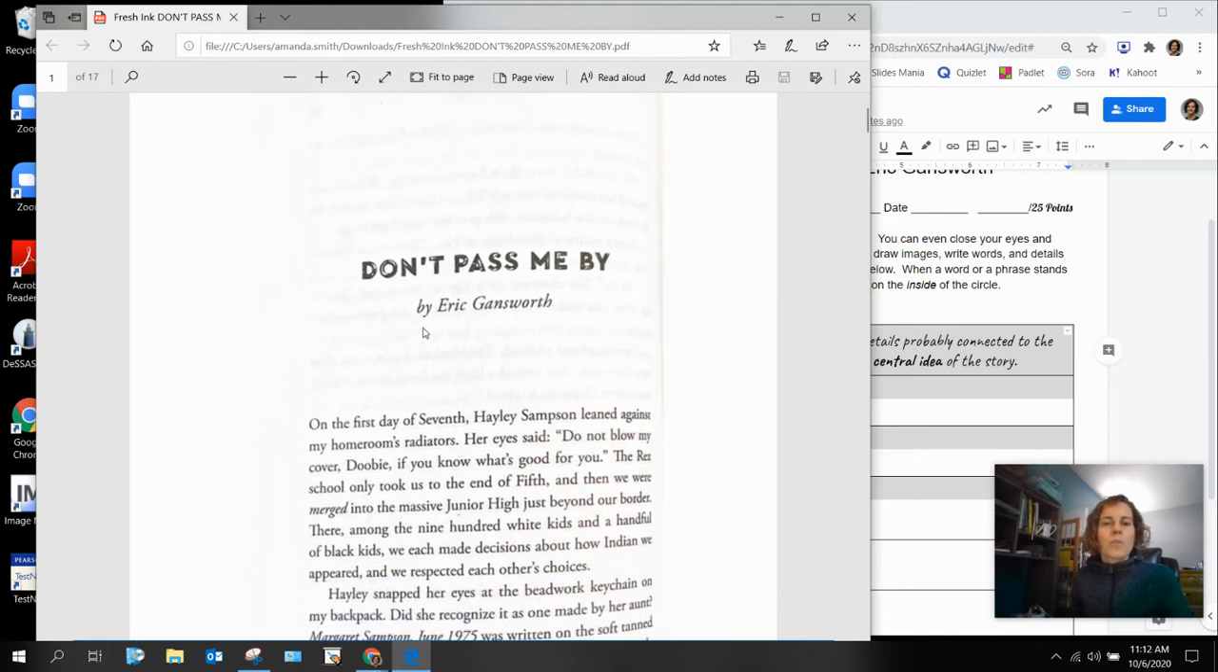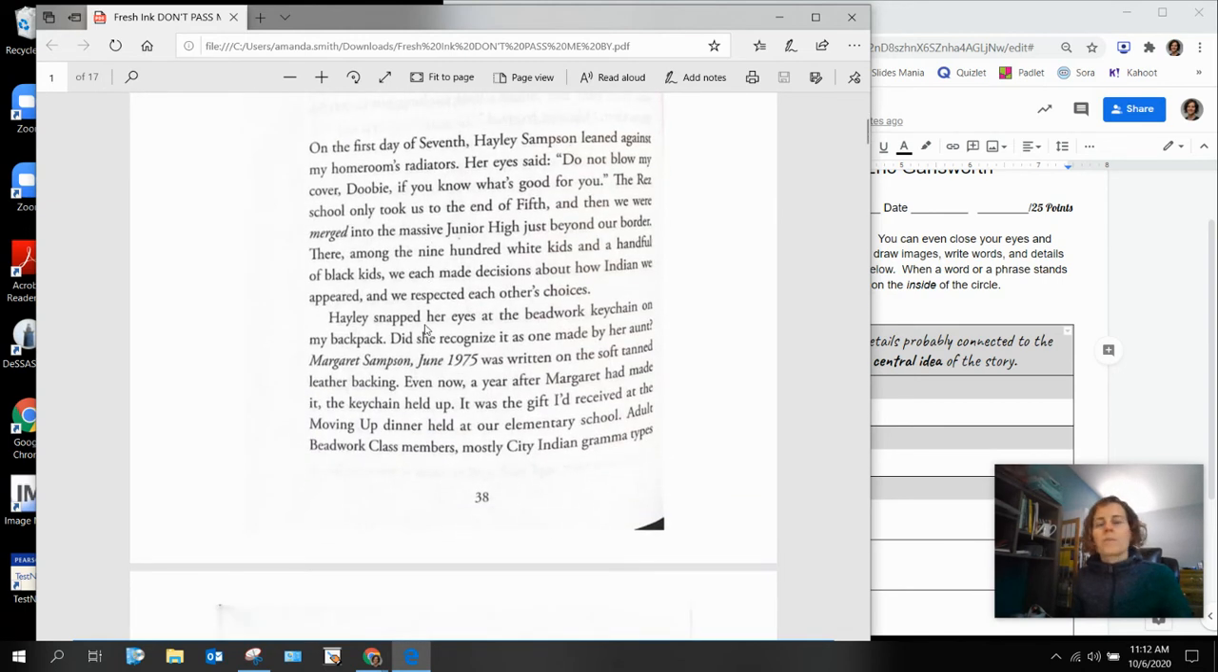Okay, so this is Don't Pass Me By by Eric Gansworth. On the first day of 7th, Haley Sampson leaned against my homeroom's radiators. Her eyes said, "Don't blow my cover, doobie, if you know what's good for you." The res school only took us to the end of 5th, and then we were merged into a massive junior high just beyond our border. There, among the 900 white kids and a handful of black kids, we each made decisions about how Indian we appeared, and we respected each other's choices.